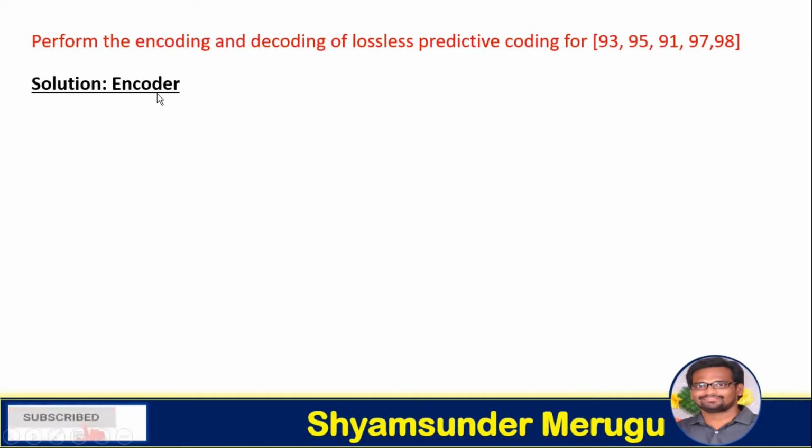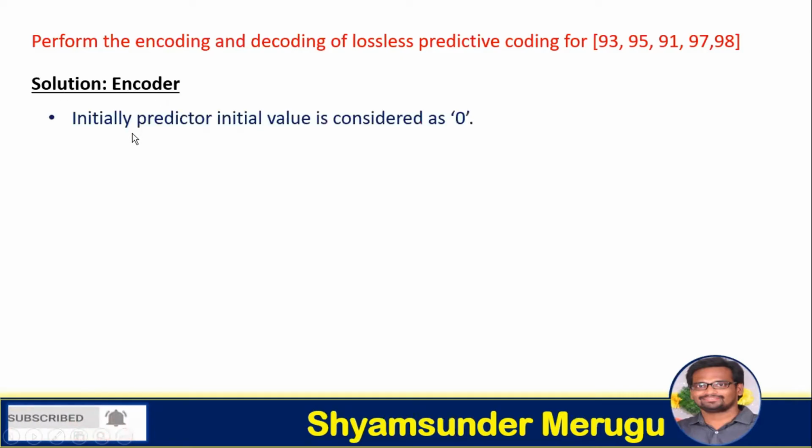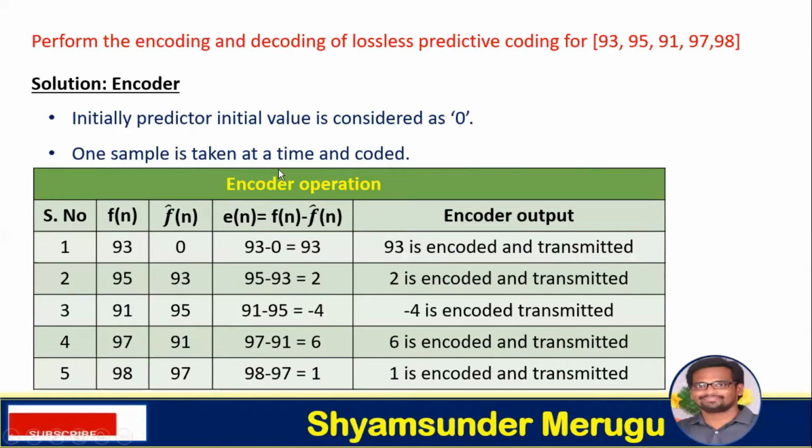Coming to the solution, let us start with the encoding operation. Initially, the predictor initial value is considered as 0, and one sample is taken at a time and coded. Let us look at this table. We have the original input sequence 93, 95, 91, 97 and 98 as given in the problem. Now f cap of n indicates the output of the predictor. Initially the predictor output value is 0. Now we can form the error sample: e of n equals f of n minus f cap of n.